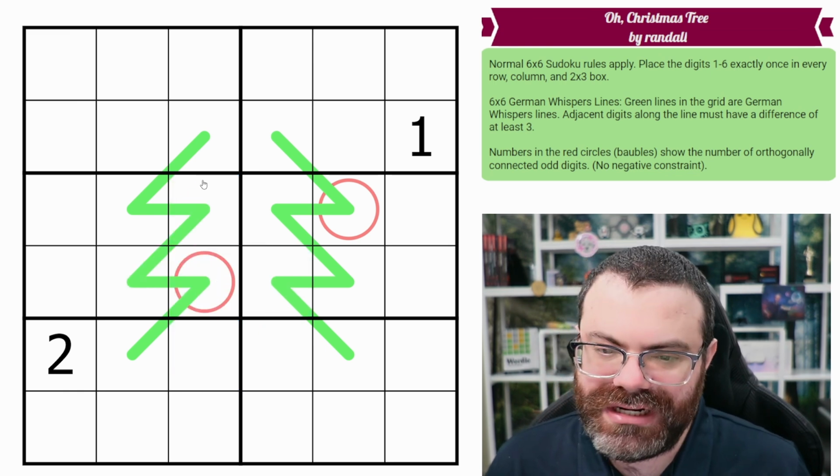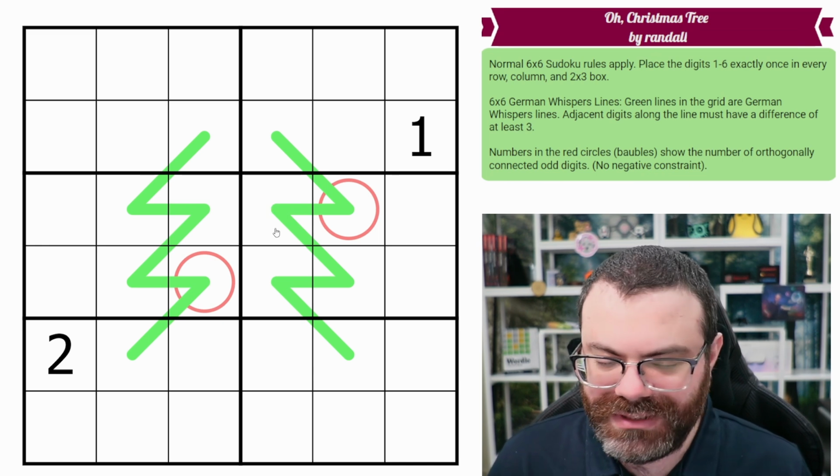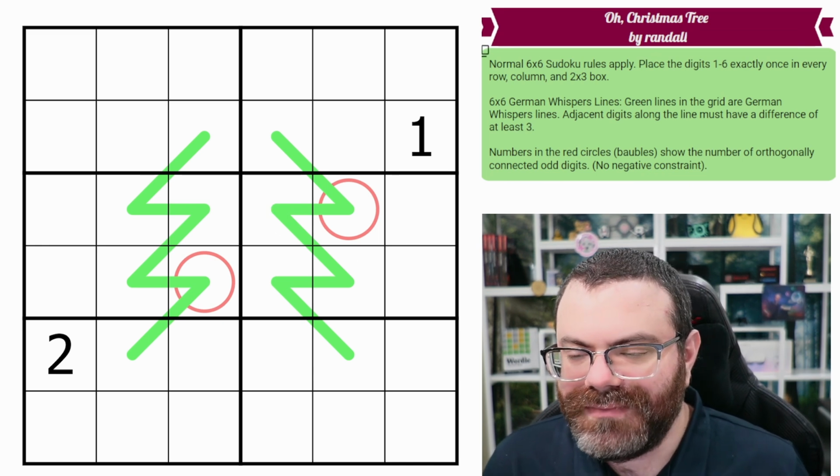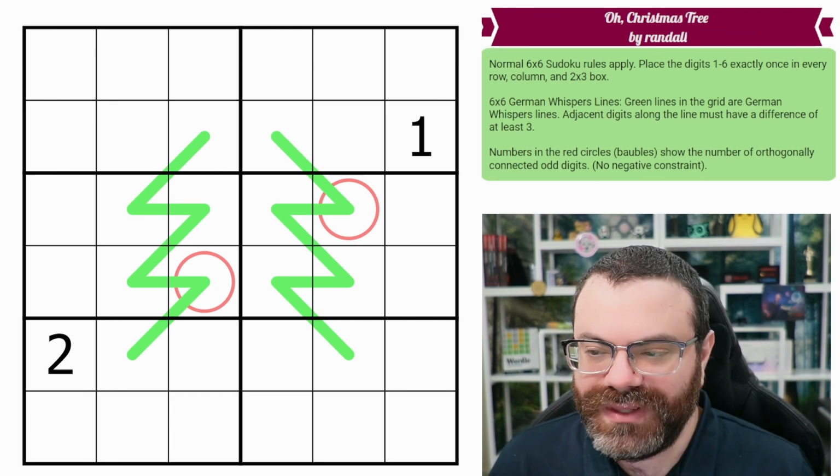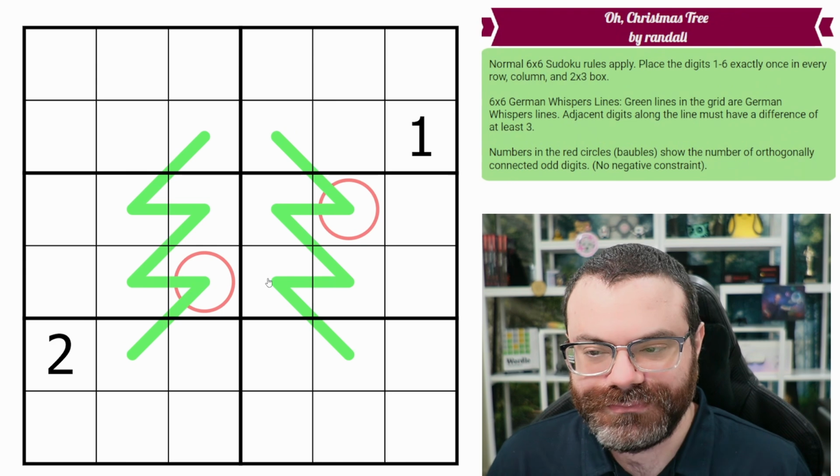And there's no negative constraint on that. You don't have to worry about where else baubles could have been placed. No, nothing like that. And so that's it. Those are the rules. There's a link in the description if you'd like to try the puzzle yourself, and I'm going to get started right now.